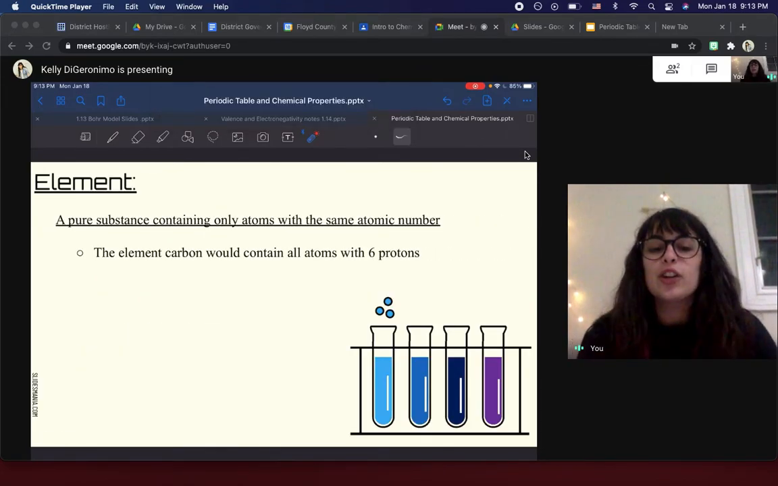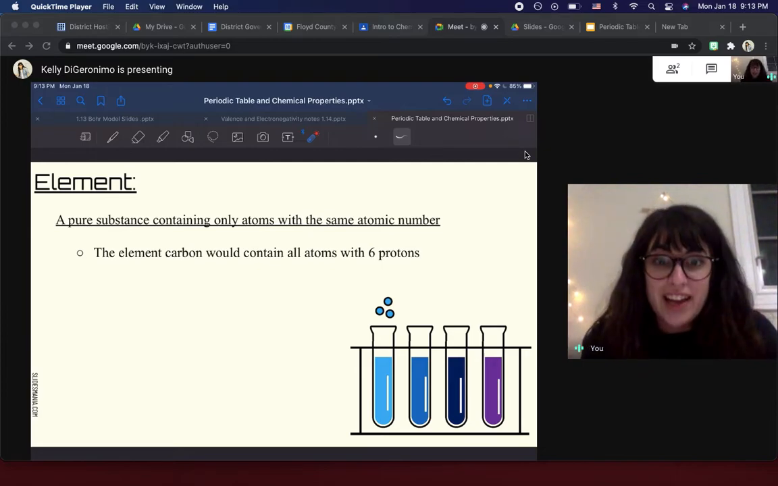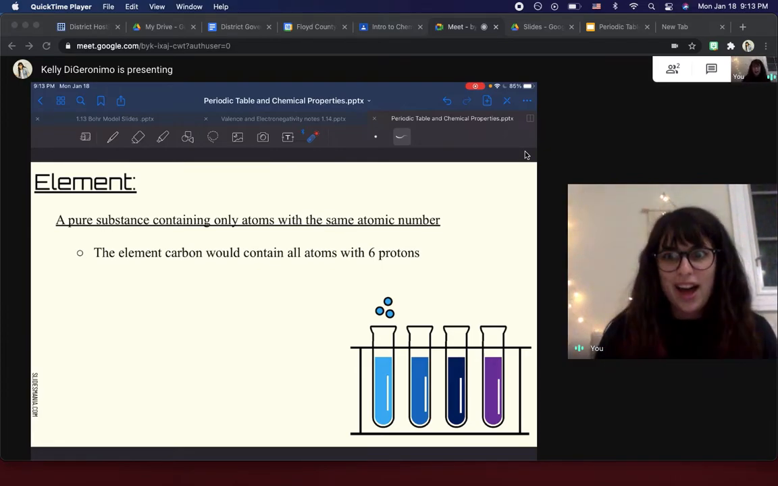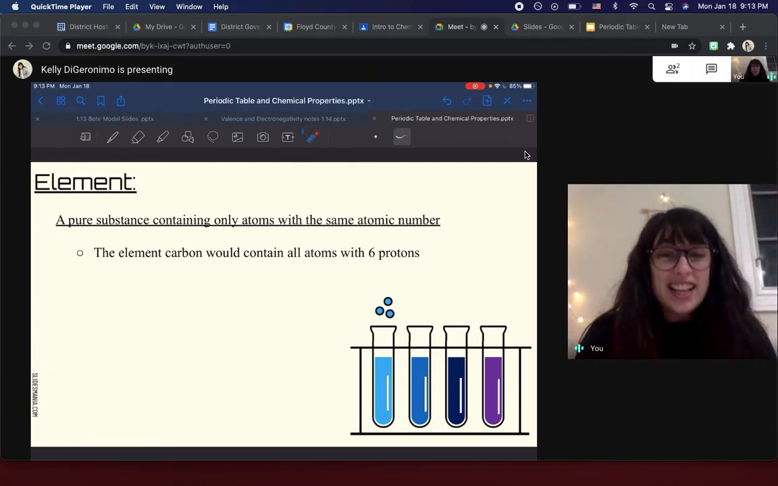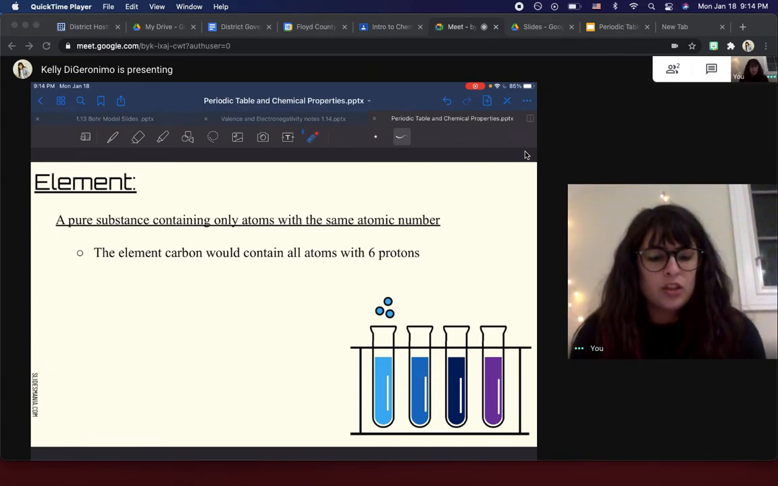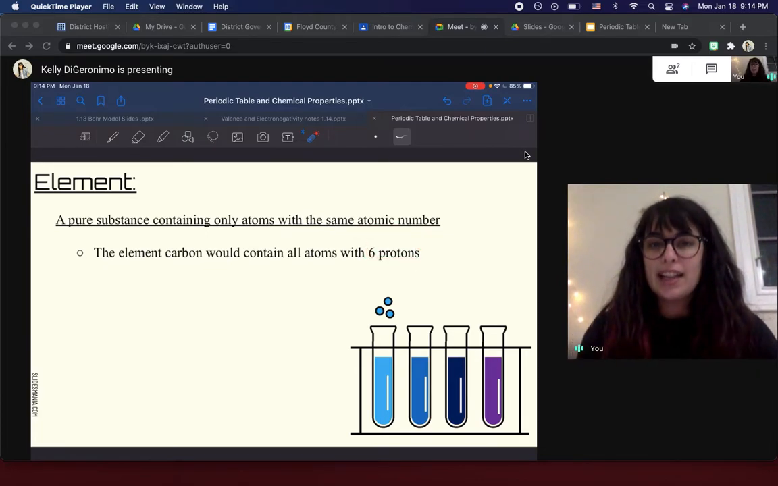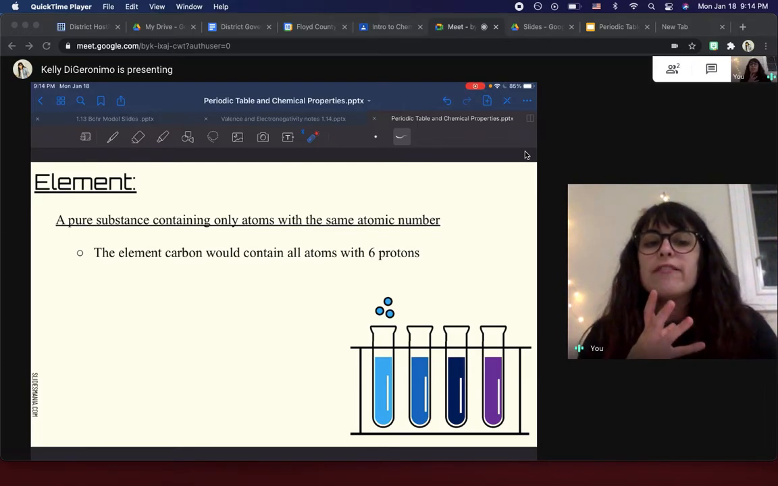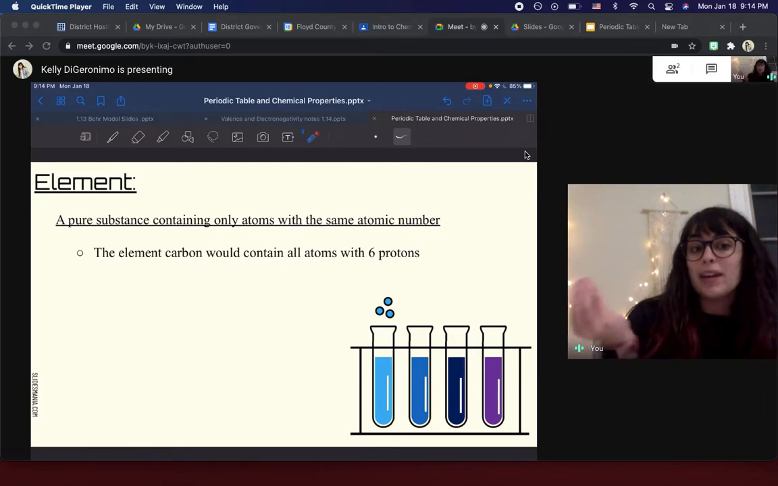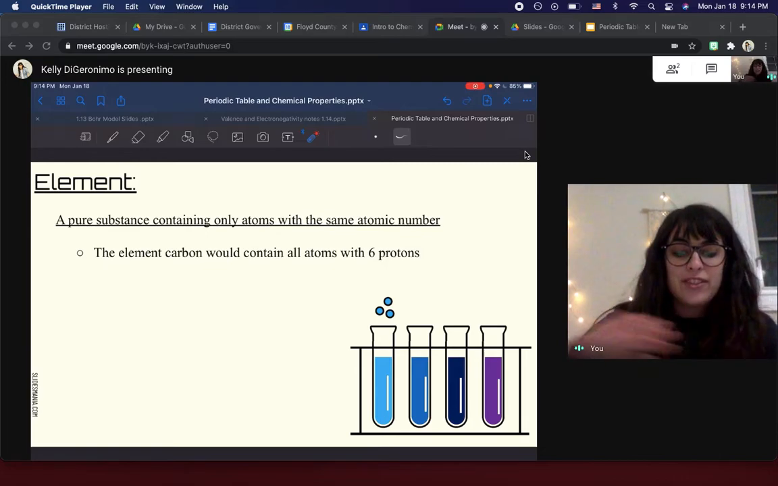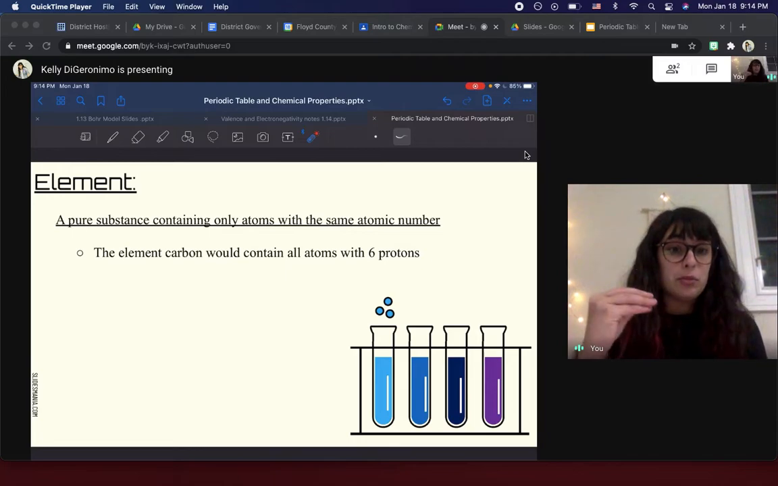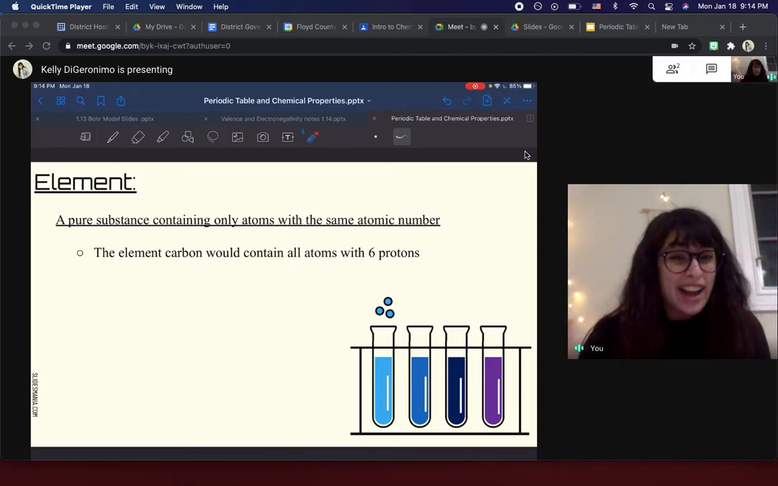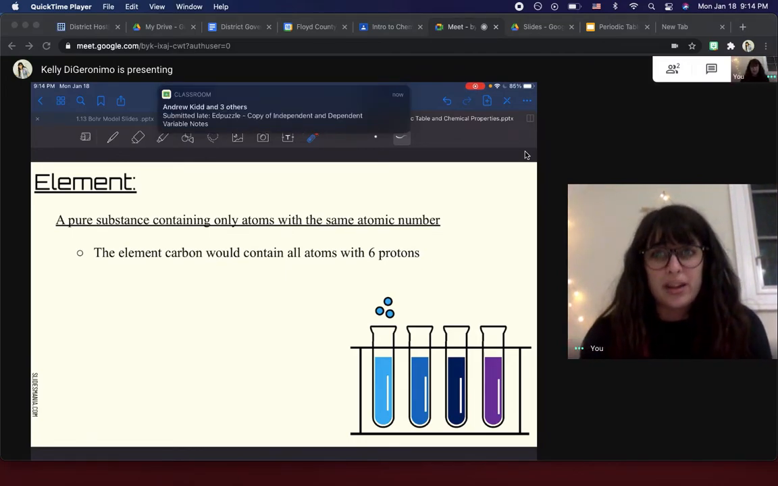Today, we're going to be learning about elements and how to find them on the map that is the periodic table. An element is any pure substance containing just atoms with the same atomic number. So atomic number is the same thing as the number of protons. For example, the element carbon. If something's made of pure carbon, it's just made of atoms that have 6 protons each. If there are some atoms with 7 protons or 5 protons, those are actually other elements. We don't have pure carbon anymore.